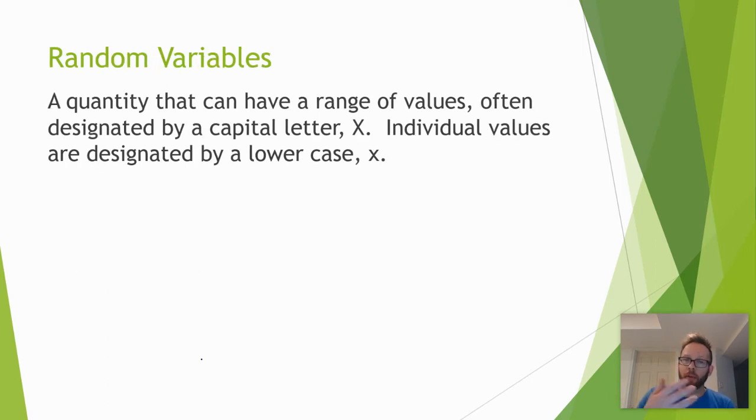Some definitions to get out of the way. First, we'll be talking about random variables a lot. A random variable is a quantity that can have a range of values. Often we'll designate that by capital X, and individual values will be designated by a lowercase x. So for example, for rolling two dice, my discrete random variable X might be the total on two dice.